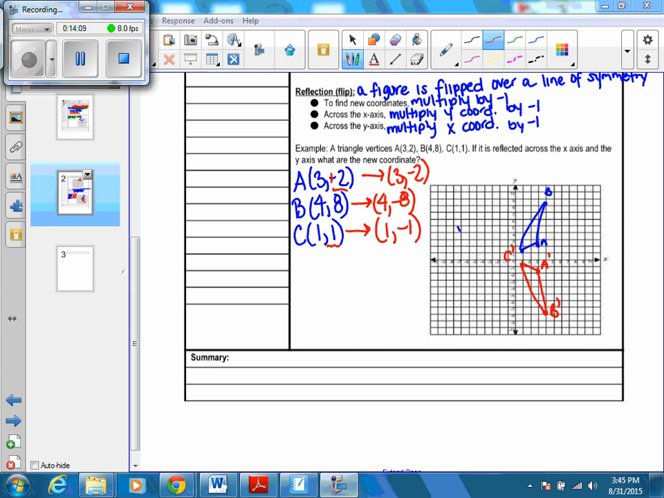All right, so sorry about that, guys. So this is going to be A prime, this is going to be B prime, and this is going to be C prime. All right, so hopefully this makes a little bit more sense. We will try this again tomorrow. So I want you guys to review this. And I also want you guys to look at the second part and see if you can figure out how to reflect this across the y-axis. All right, then I want you guys to go ahead and write your summary this evening.